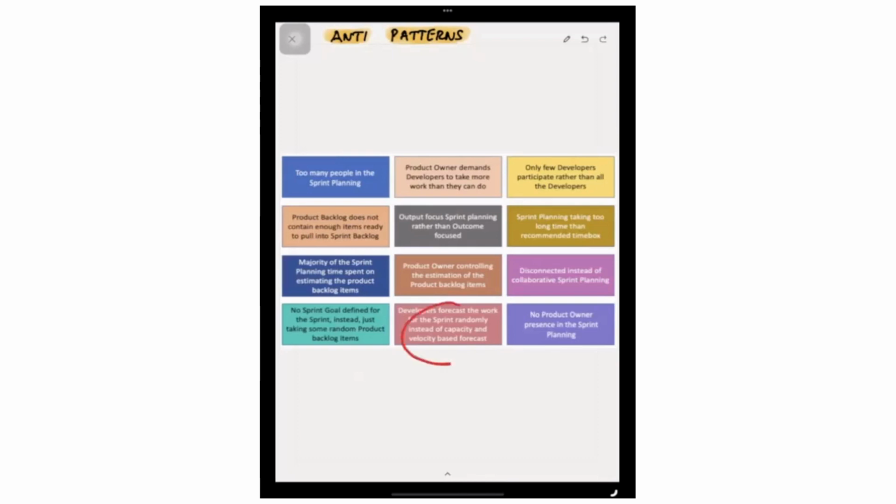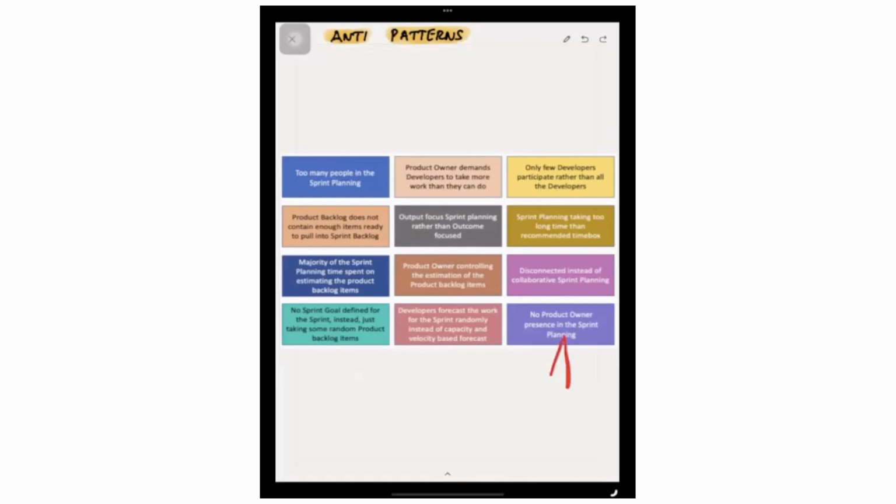And developers forecast the work for the sprint randomly instead of capacity based. So you need to help the developers to understand how they can fill the items based on the last couple of sprints' best, worst, and average velocities, and the current sprint capacity, so that they can have a little more accurate planning instead of just randomly selecting items.